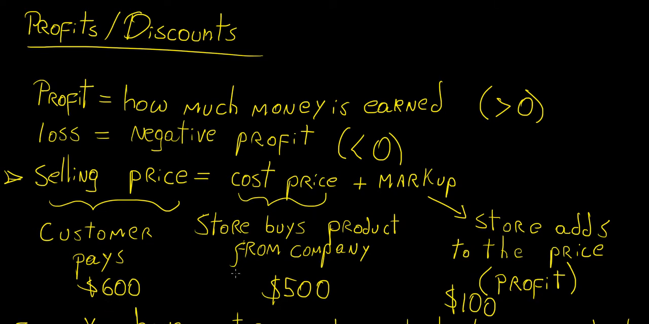Then from those 600, you would take 500 to pay back the company you bought it from, even though originally you would have had to pay this much before they give the product to you. And then this is how much you would retain to the store and how much money the store has made.